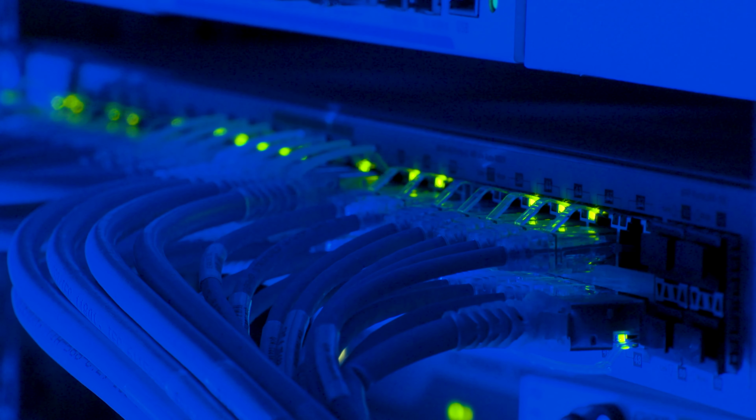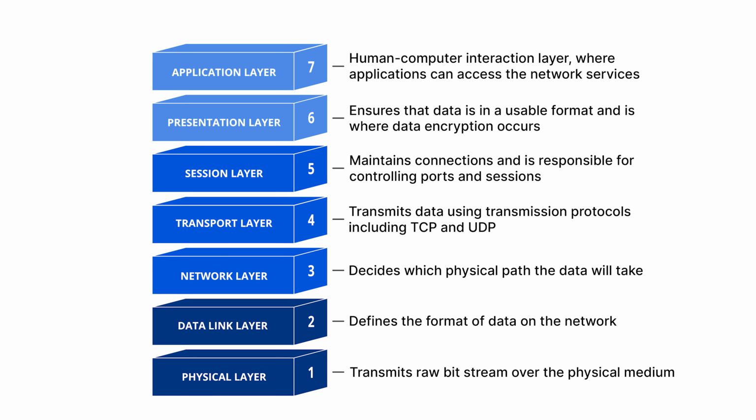So, let's start with the OSI model. The OSI model, or Open Systems Interconnection Model, is a conceptual framework that describes how systems communicate over a network. It's divided into 7 layers, from the lowest level physical layer to the top level application layer. Each layer performs specific functions and communicates with the layer directly above and below it.